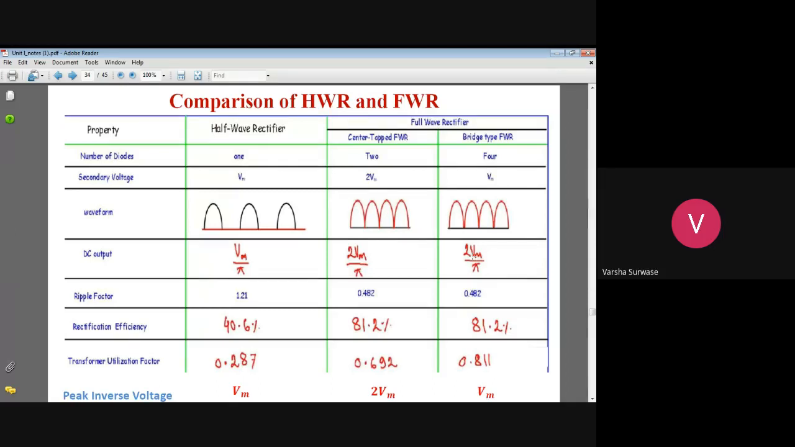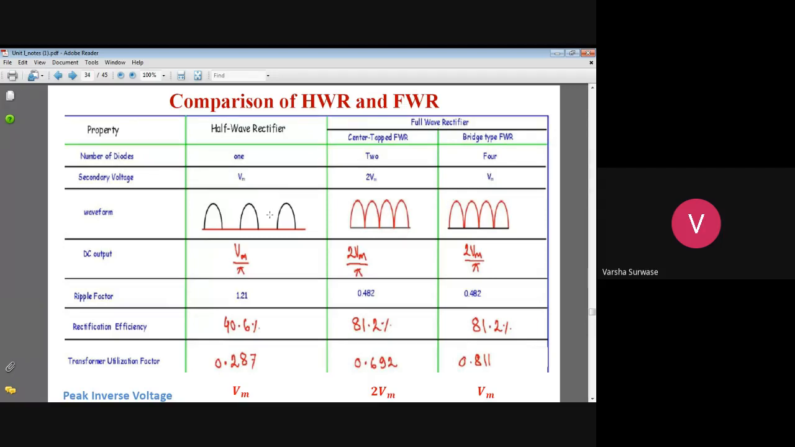Now see the comparison of half wave and full wave rectifiers. For the half wave rectifier, the number of diodes required is 1, and for the center tap full wave rectifier, 2 diodes are required. To design a bridge rectifier, 4 diodes are required. For the half wave rectifier, you will get the maximum voltage Vm. For the center tap full wave rectifier, you will get 2 Vm, and for the bridge type, you will get the Vm voltage at the output.